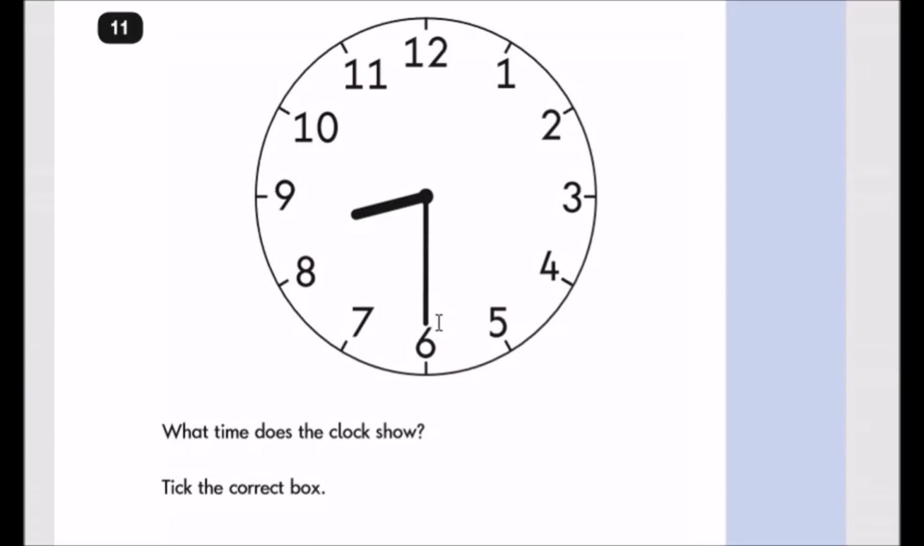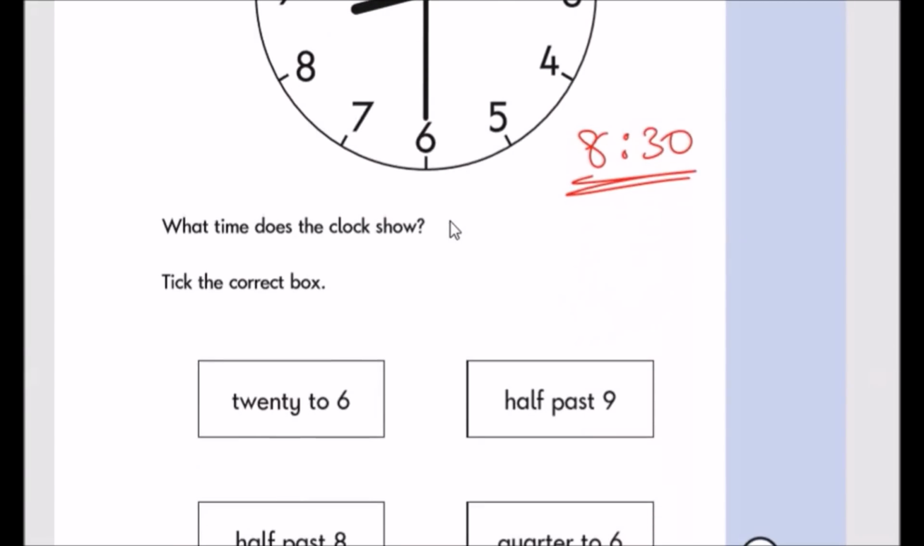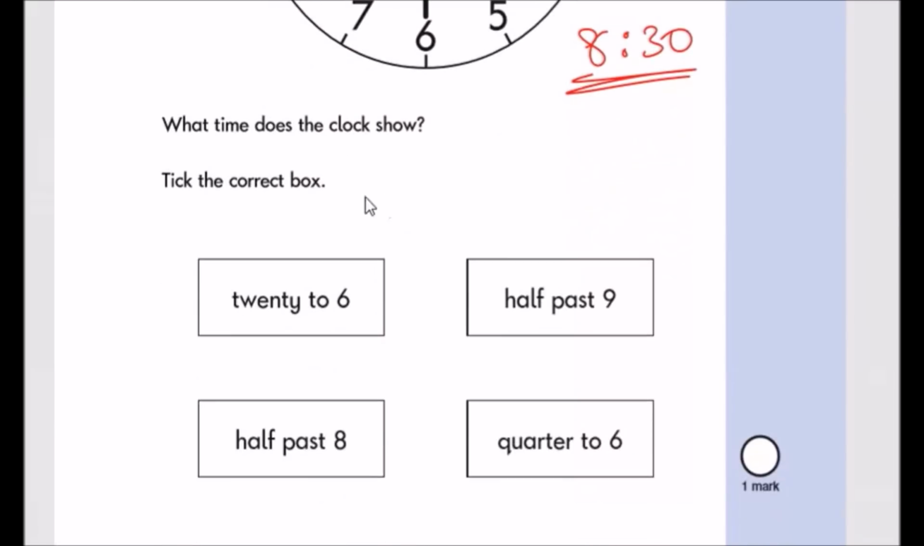Or half past. And the small hand is just after 8 but before 9. So if it's just after a number, it's still on that number. So this clock reads exactly 8:30. So what time does this clock show? Well, we can see that the correct time is... is it 20 to 6? No. Is it 9:30? No, it's actually 8:30. Is it 8:30? Yes. 5:45.